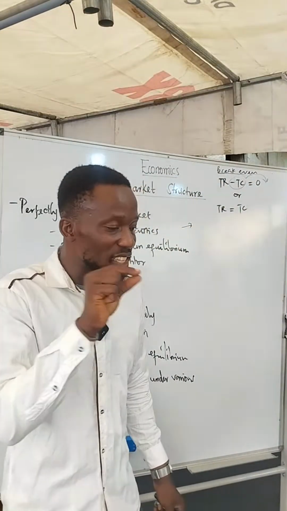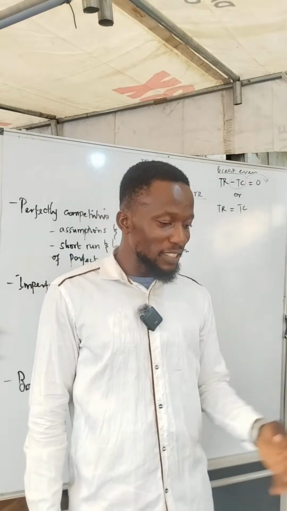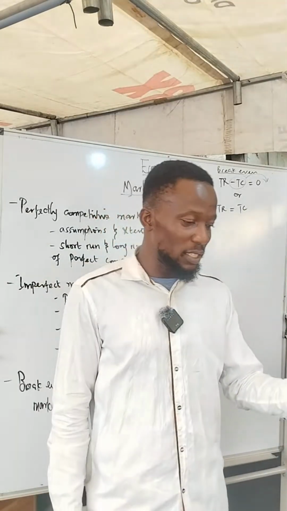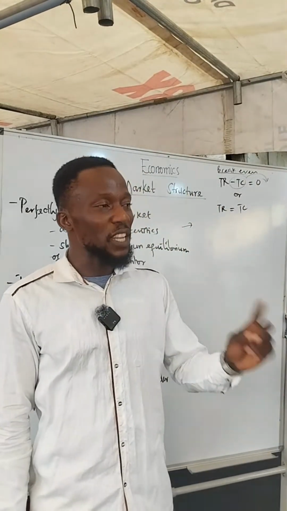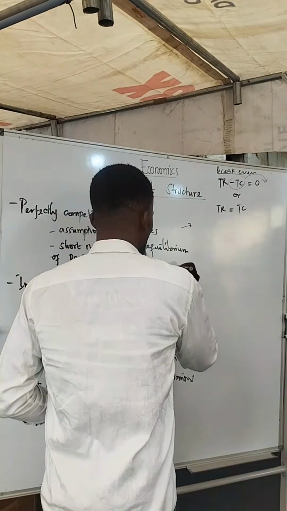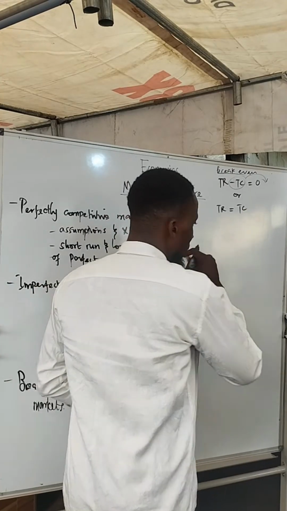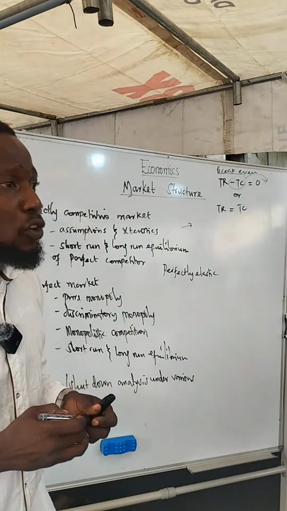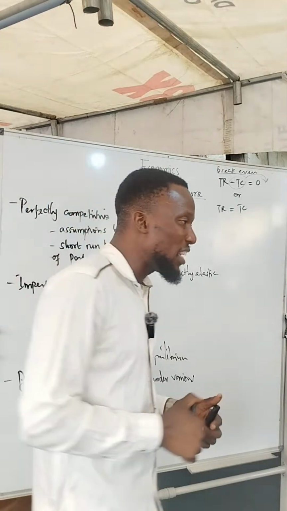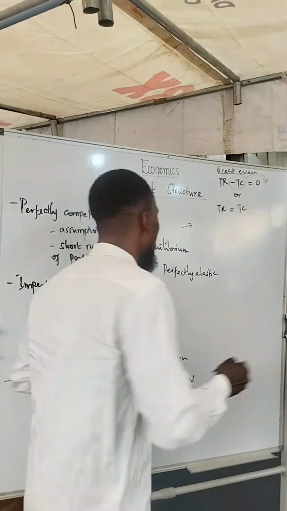Now, please write this tip down. The demand curve facing an individual firm in a perfectly competitive market is perfectly elastic. The demand curve facing an individual firm in perfect competition is what? Perfectly elastic. And what do we mean?